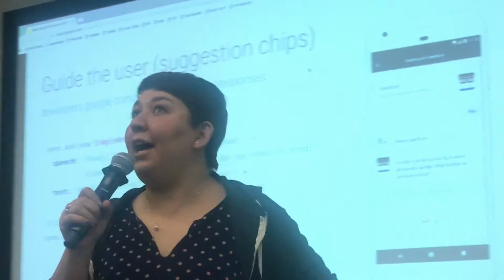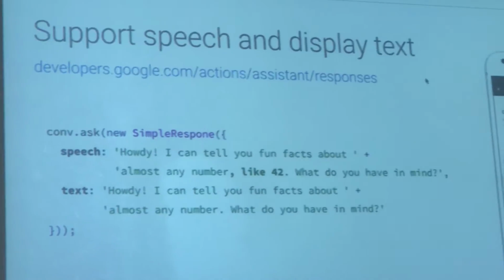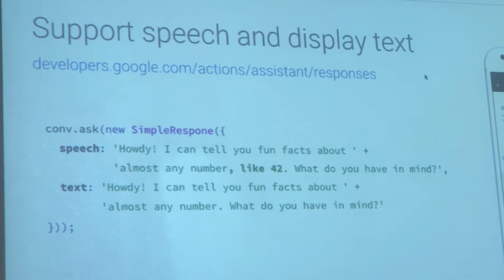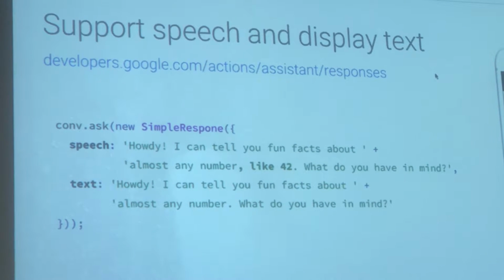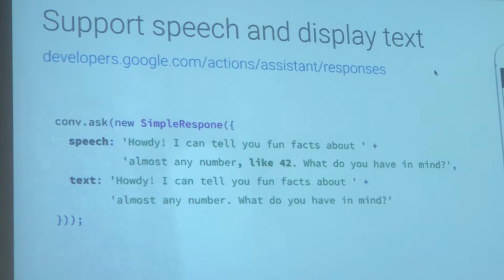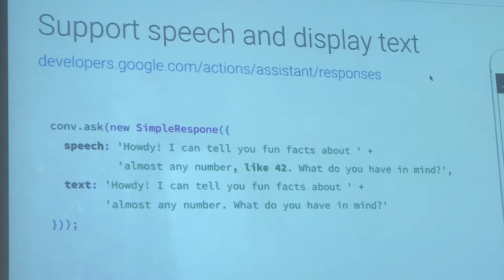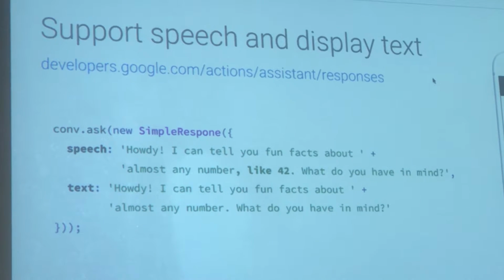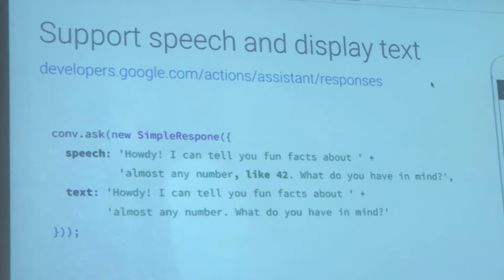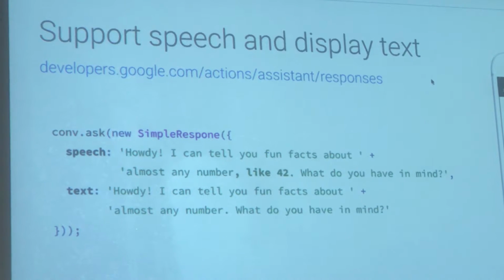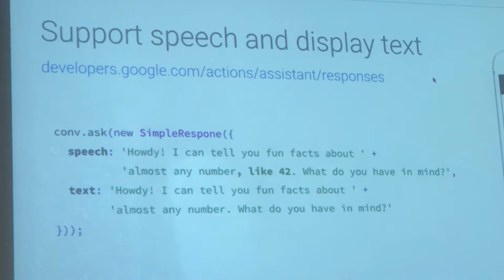Yeah, and I just want to make a note that in this example here, the speech says, "Howdy. I can tell you fun facts about almost any number, like 42. What do you have in mind?" But the text just says, "Howdy. I can tell you fun facts about almost any number. What do you have in mind?" So you can have different verbiage in the same function that you're reading or the response that you're creating. You can have some customization within that. And of course, Kathy's going to go into more detail on how to design for the conversation component, but I just want to make note that it doesn't have to be the same.